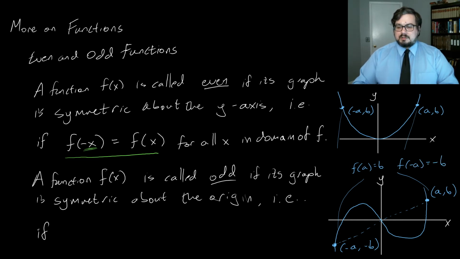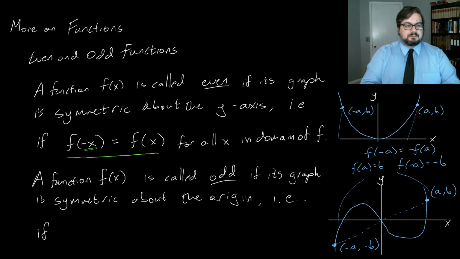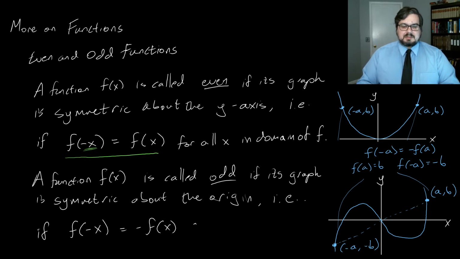And so we conclude from this, or another way of writing this down, is that f of negative a is equal to negative f of a. So in this case, f of negative a is negative b, and f of a is b, so f of negative a equals negative f of a. So this happens if and only if f of negative x equals negative f of x for all x in the domain of f.